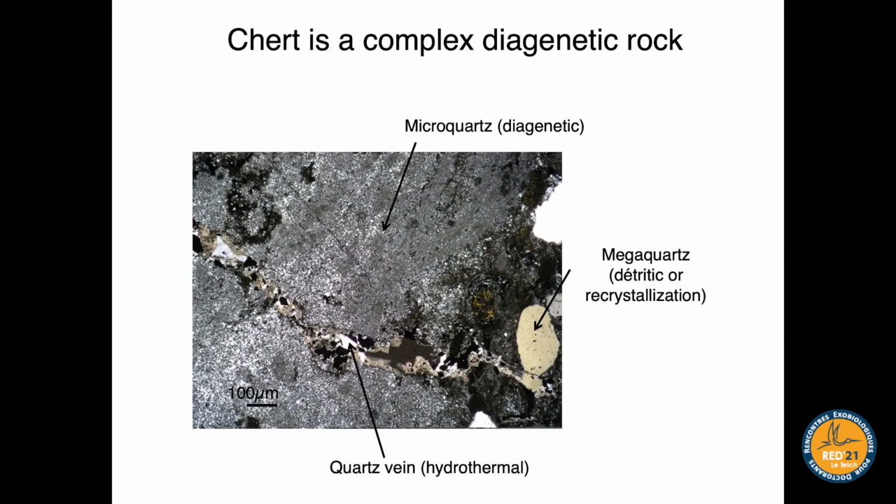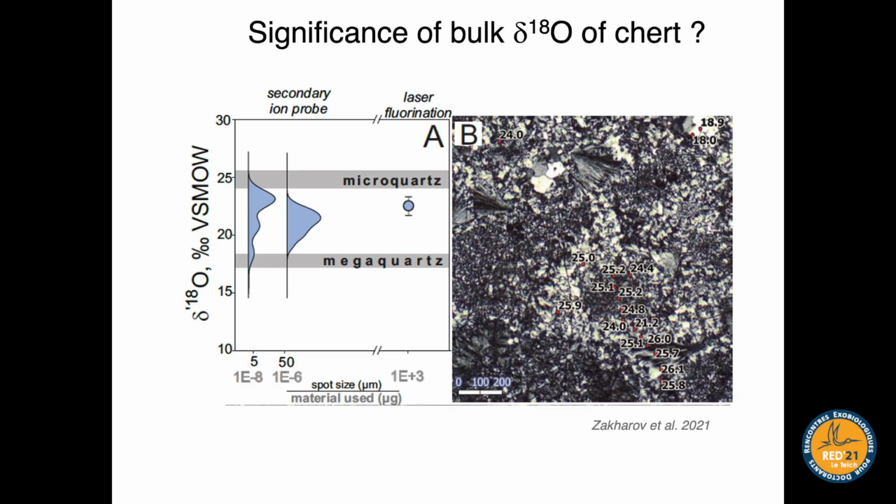But when we look at a chert through a microscope, you can see that it's a complex diagenetic rock. It's formed only of quartz, but you have different types of quartz. Here, in a thin section image, you have a quartz vein that could have been produced by fluid circulation, so hydrothermal. You have some microquartz that could have formed during diagenesis. And we also have some round detrital grains of quartz. So what is the significance of the delta 18O, the oxygen isotope composition, of this kind of rock? This is mostly reflecting these various contributors of different types of quartz.